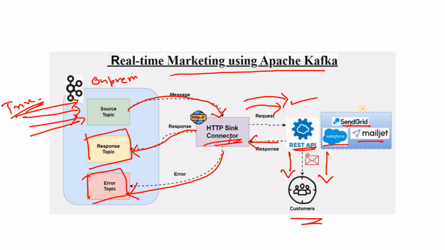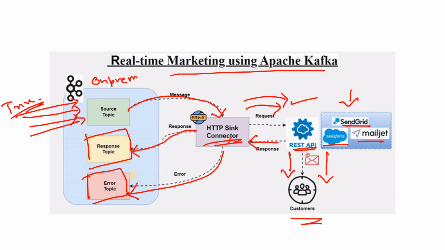So we should have one API from a third-party service which can send marketing communication via mail or WhatsApp, etc. And we should also have our sink connector, and at least 3 topics in our on-prem system. One will be the source topic where all the transactional information is coming, and the other 2 topics will be the response topic and the error topic. Okay, right? So I hope this particular architecture is clear to you.